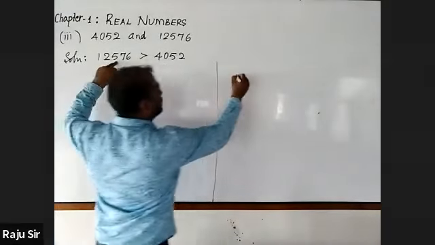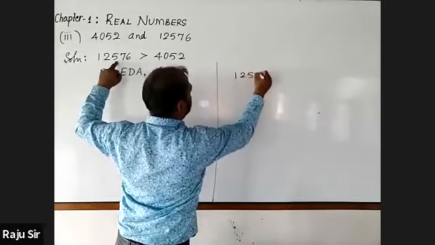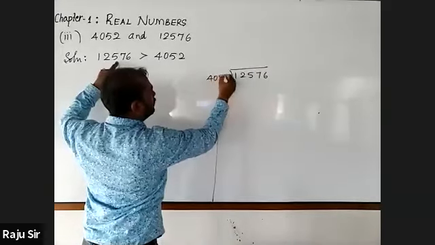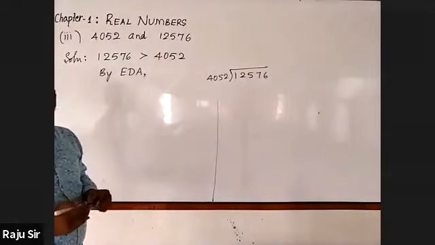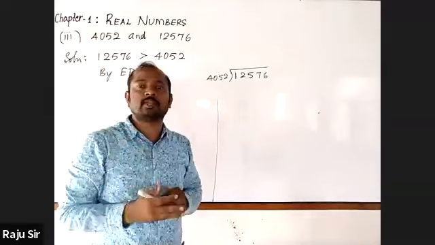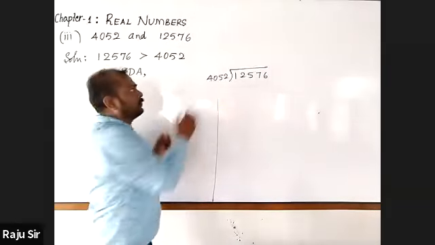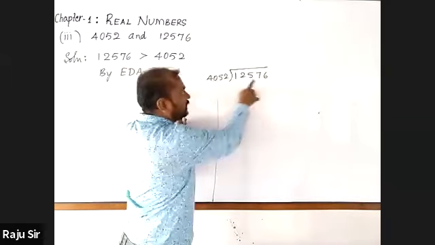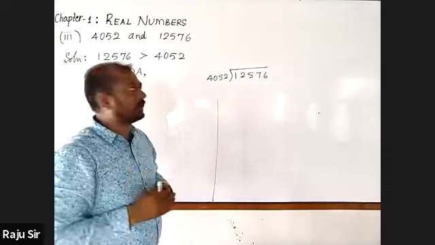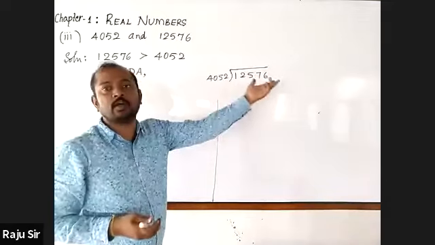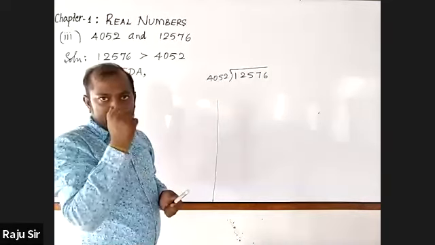Start dividing 12,576 by 4,052. Observe here. It's very simple. The big numbers are there. Just take their approximate numbers. 4,052 we can take as approximately 4,000. 12,576 can be taken as 12,000. Say this is 4,000 and 12,000. How much is 12,000 by 4,000? It will be 3s.